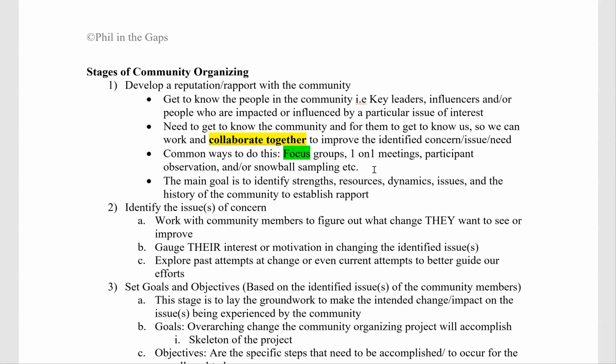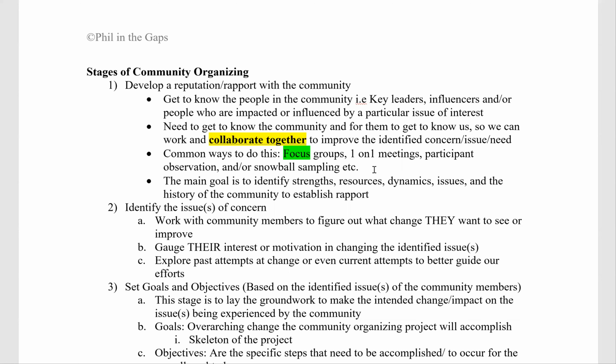So picture a snowball at the top of a hill. And every time somebody tells you about somebody else, it gains momentum. And the more snow and momentum you have, the bigger the snowball, aka the bigger the impact that your intervention will have on the community and the rapport that you have.